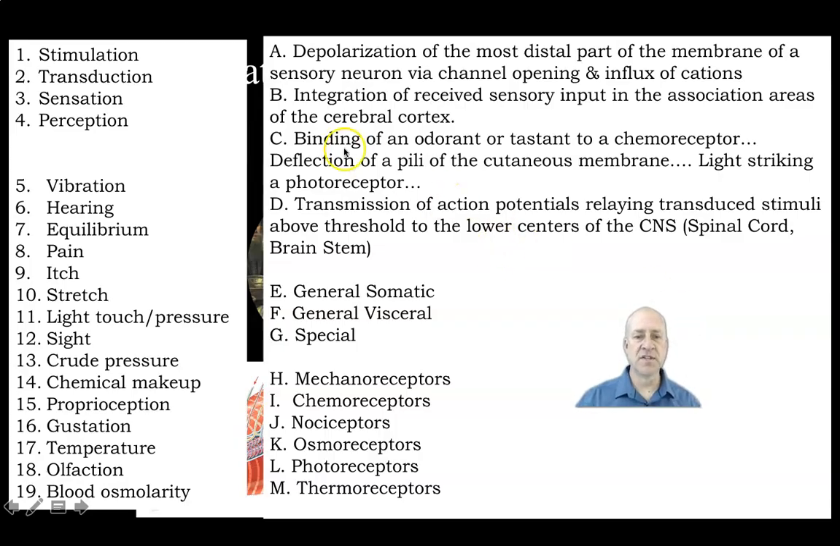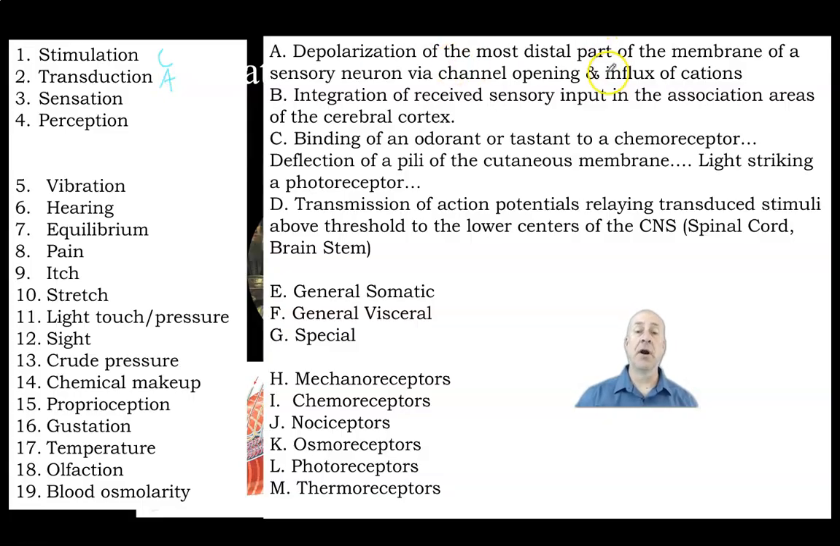Okay, these first four right here, let's crank these out. Stimulation is going to be some sort of physical process: binding of an odorant, deflection of the pili via a change in air pressure, a breeze, light striking a photoreceptor. It's almost like you don't do anything. You just stand there and let these things happen to you, let yourself be stimulated by the environment, right? Then we need to transduce. How are we going to do that? Well, we're going to depolarize something, right?